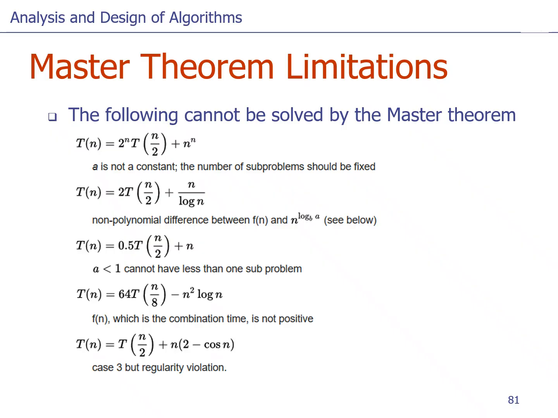Or this is a nice one, 64T(n/8) minus n squared log n. You know, this is not positive. So it's not even something we can start to address with the master theorem. Or the last one, T(n/2), that's okay, plus n(2 minus cosine n). So here the regularity condition will be violated, because you will go up and down because of the cosine function in terms of the values that would result from 2 minus cosine n. Sometimes you're doing more work than the parent, sometimes you're doing less work than the parent.